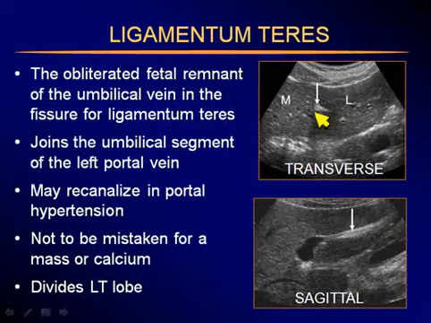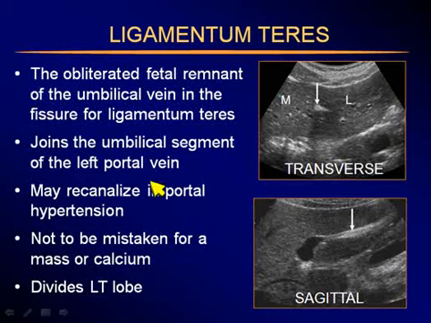Also notice that there's some shadowing behind this. And the reason that it shadows is not because it's calcified, and this should not be mistaken for a calcified mass, but because the ultrasound beam strikes this at 90 degrees, which is directly striking this fibrous cord, and that shadows behind it. As soon as you change the angle a little bit, that shadowing will disappear. If it was truly calcified, there would be shadowing no matter what angle you come from.